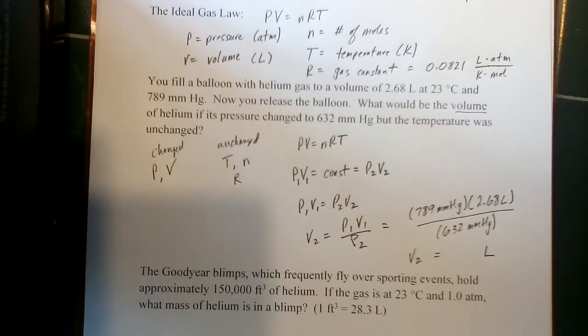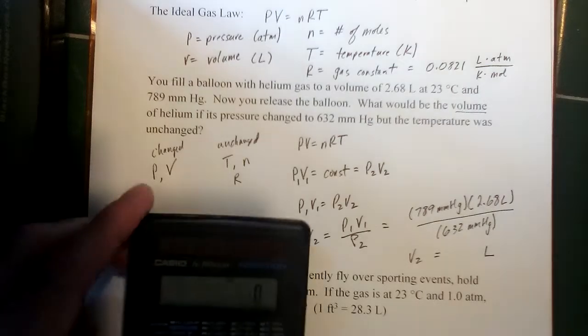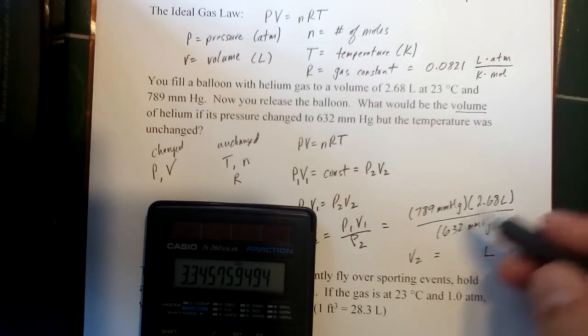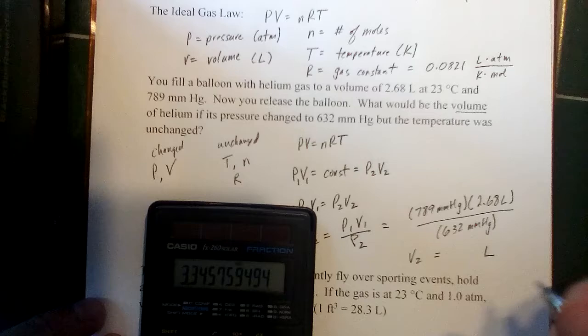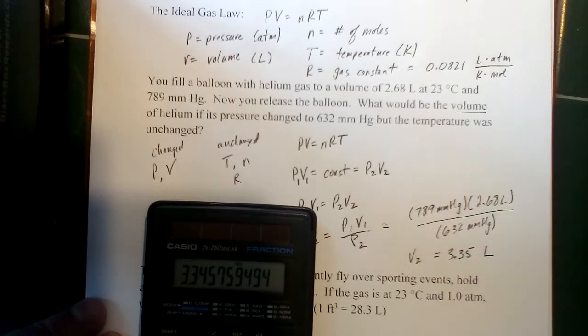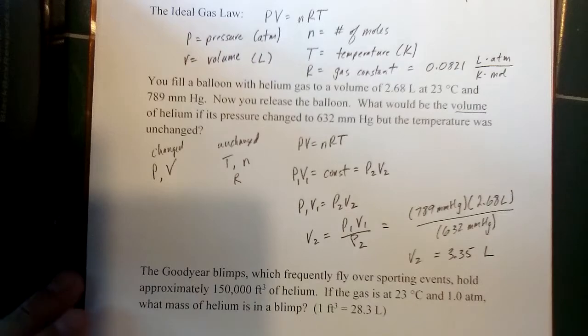Now we need our calculator. So 789 times 2.68 divided by 632. Okay, and all of our data there is 3 significant figures, so this would be 3.35 liters would be the new volume of that balloon.